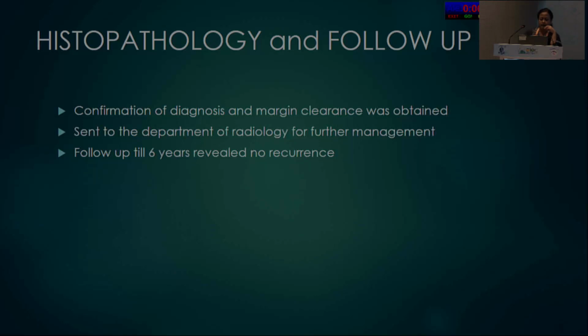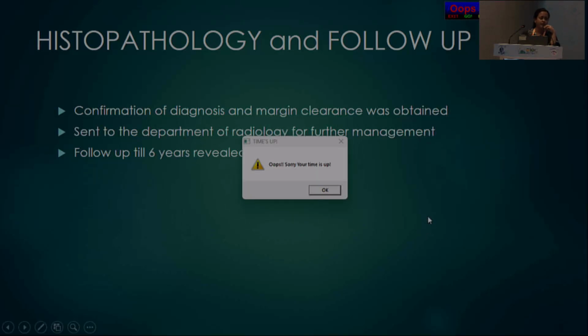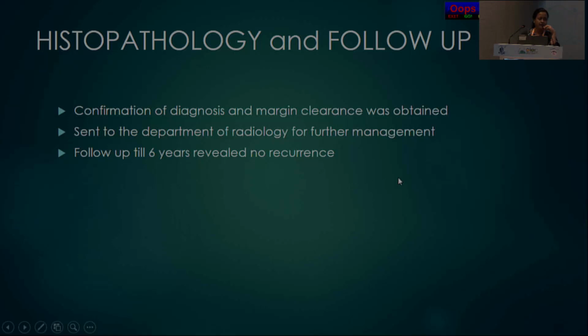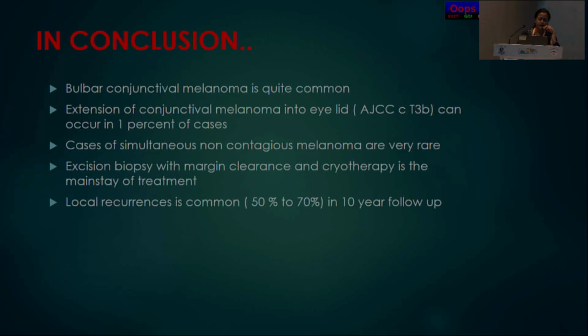Then I sent the patient to the Department of Radiology for further management if anything at all was required, but they didn't do anything. I have been following up for the last 6 years and there has been no recurrence, and the patient is otherwise fine, living a healthy life. In conclusion, bulbar conjunctival melanomas are quite common.